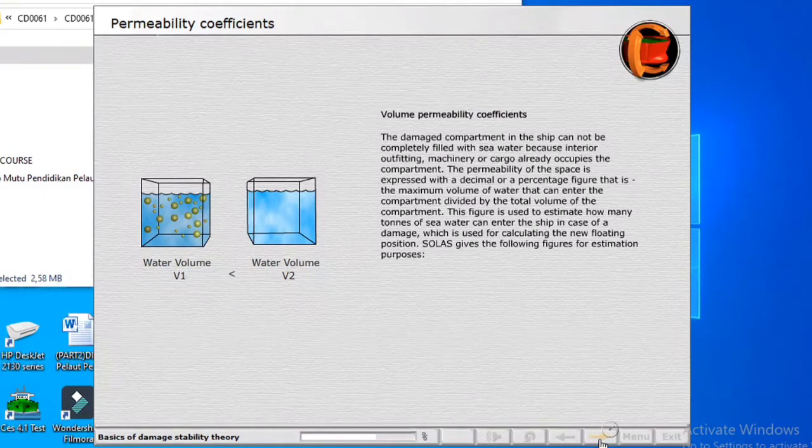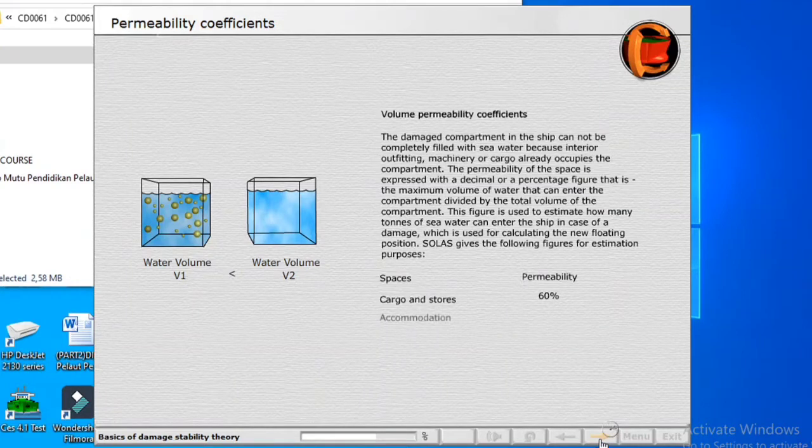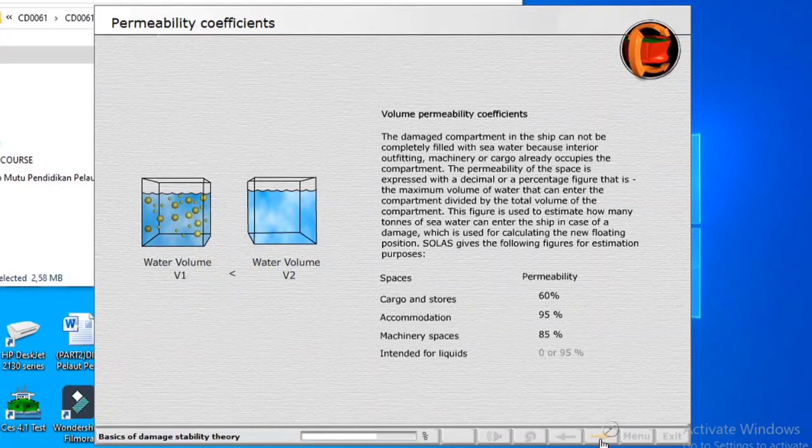SOLAS gives the following figures for estimation purposes. Cargo and stores, 60% permeability. Accommodation, 95% permeability. Machinery spaces, 85% permeability. Intended for liquids, 0 or 95% permeability, whichever results in a safer requirement.